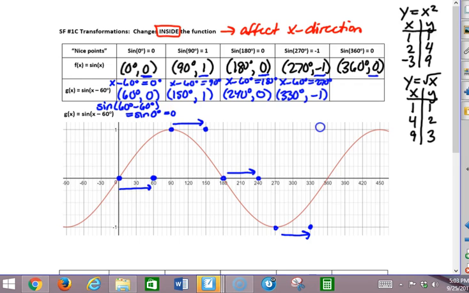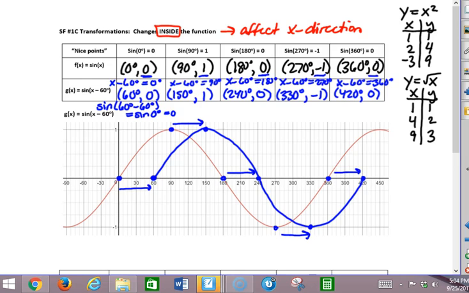For the last one, I need x minus 60 to equal 360. So x has to equal 420, or 360 plus 60, in order to get 0 for y. So 420, 0, which is also shifted over from where it used to be. So here's what my graph looks like now. The entire graph has shifted 60 degrees to the right.